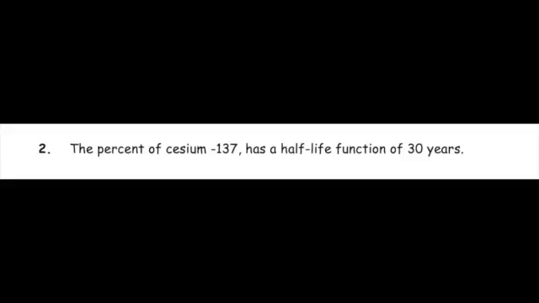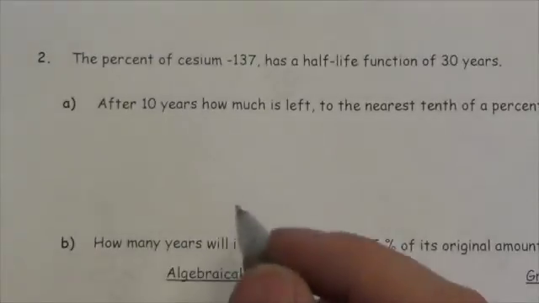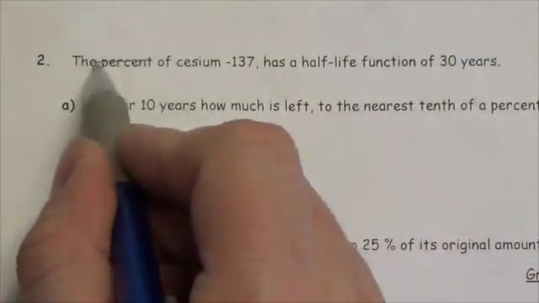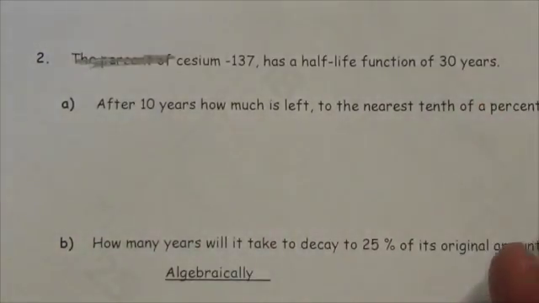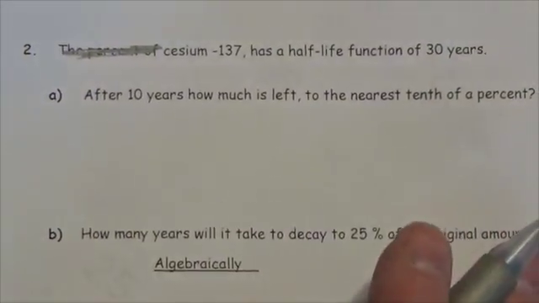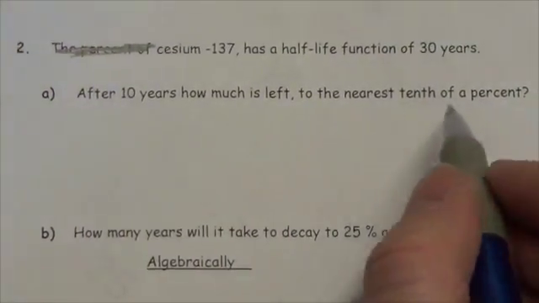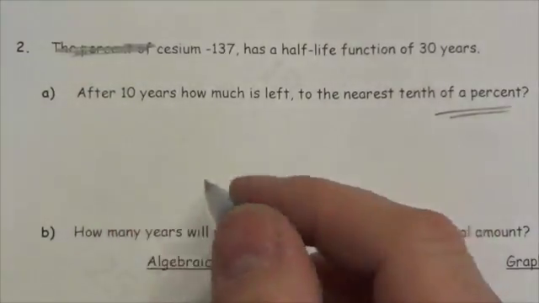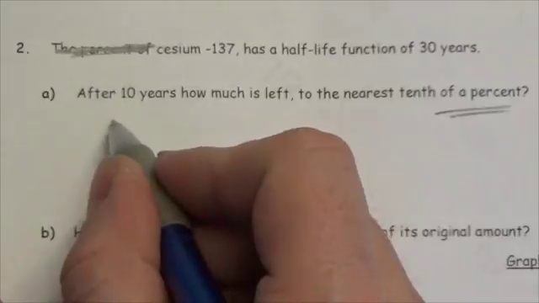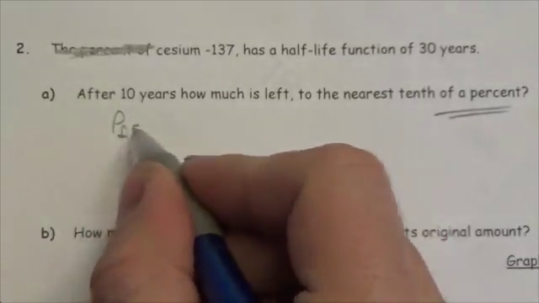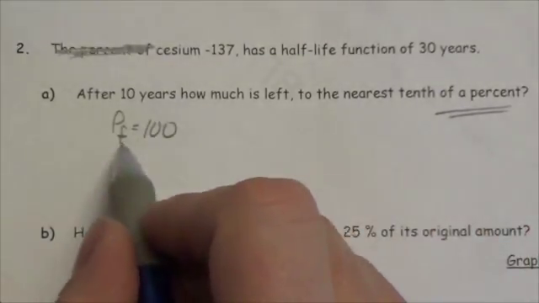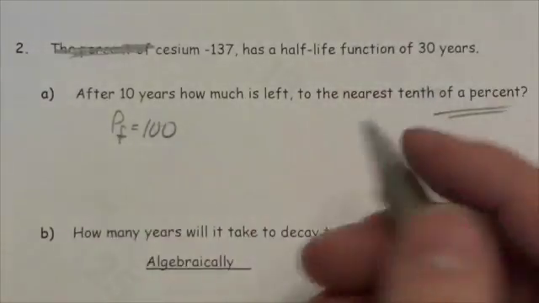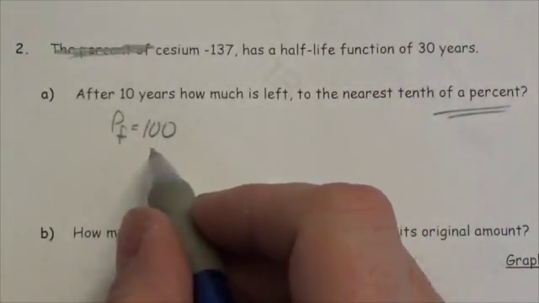Answer the following questions about cesium-137, which has a half-life of 30 years. Okay, this question right here, now it says the percent of cesium. We should probably just say that cesium-137 has a half-life of 30 years. Okay, so the first question here is, after 10 years, how much is left to the nearest tenth of a percent? Now, I'm being asked in terms of a percent here, so I'm going to get kind of clever lazy. My final amount here, I don't know what that's going to be, but I'm going to let the initial amount be 100. Because if it's 100, whatever my final amount is, I can interpret that as a percentage directly.